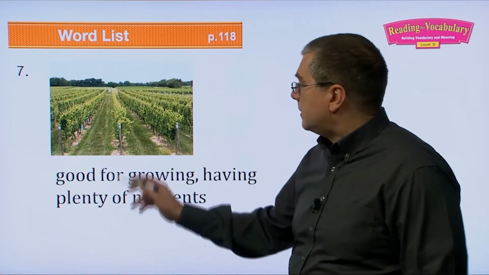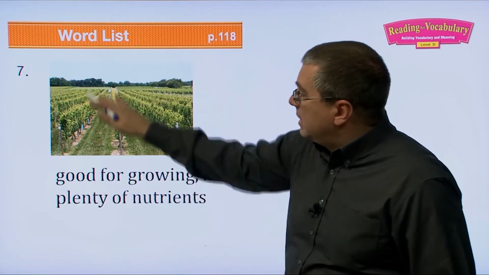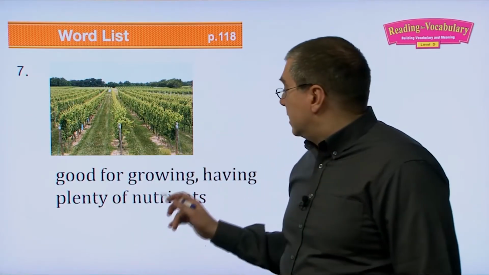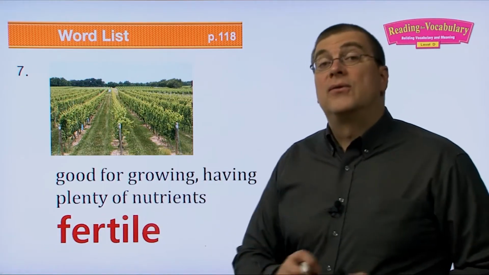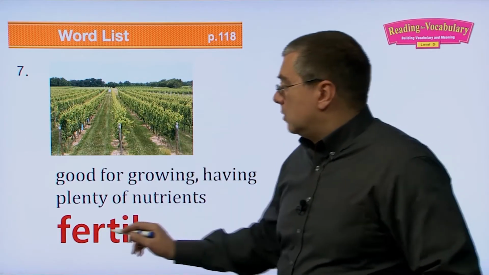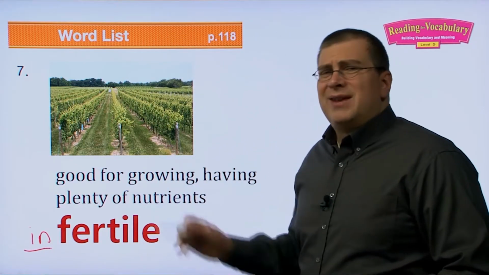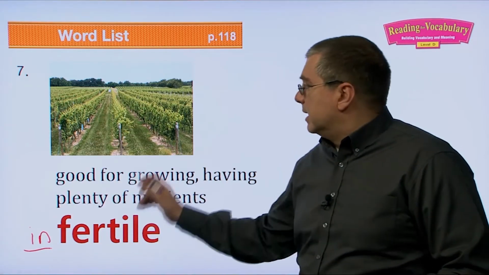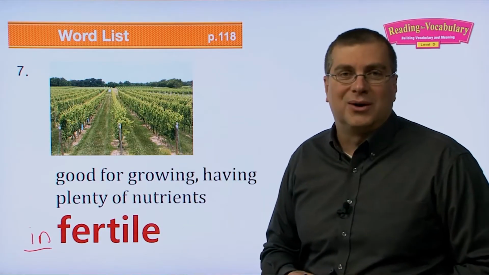Okay, next one. Good for growing, having plenty of nutrients. So if the land is good for growing, you can grow a lot of good crops there. And the land has a lot of nutrients in the soil. We say that the land is fertile. Fertile. And if the land is not fertile, we say it's infertile. In means not. So if you think of the desert, can you grow plants in the desert? No, you can't, because the desert is infertile. There's not enough nutrients in the soil. And of course, there's not enough water, okay?